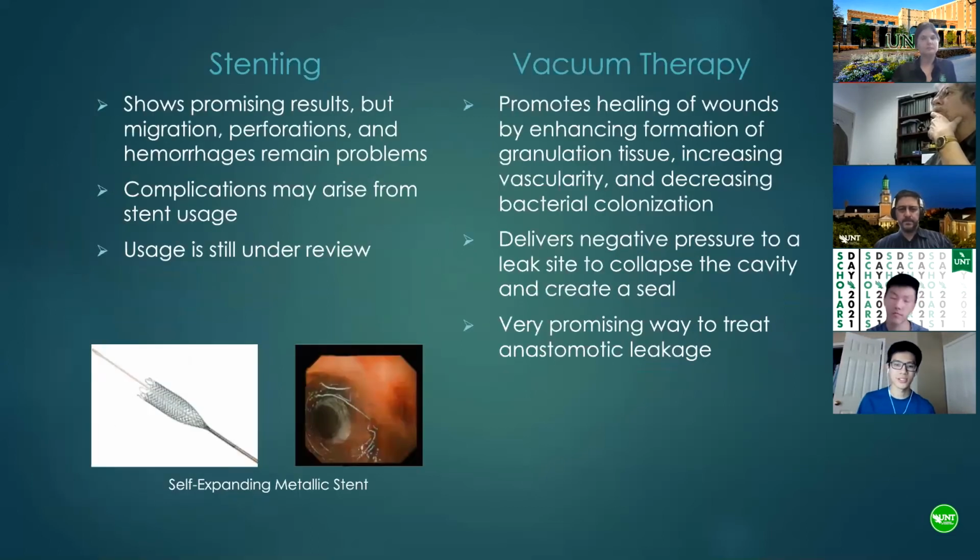So stenting shows promising results, but complications may arise from migrations, perforations, and hemorrhages, so its usage is still under review. And vacuum therapy promotes healing of wounds by enhancing formation of vascular tissue and increasing vascularity. It delivers a negative pressure to a leak site to collapse the cavity and create a seal, and it's a very promising way to treat anastomotic leakage.